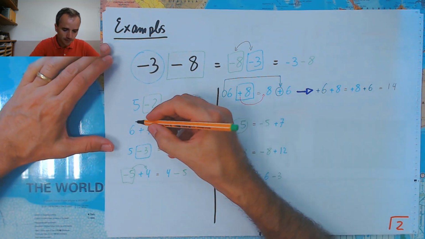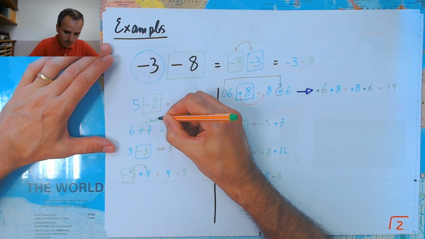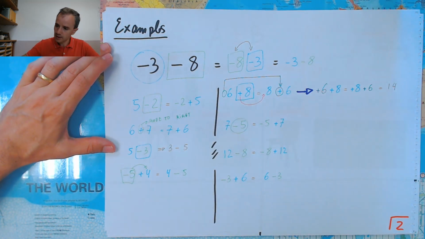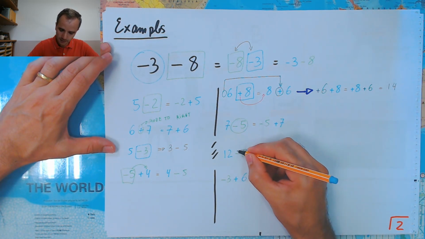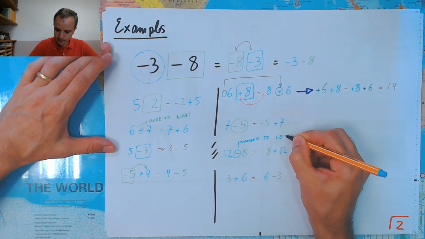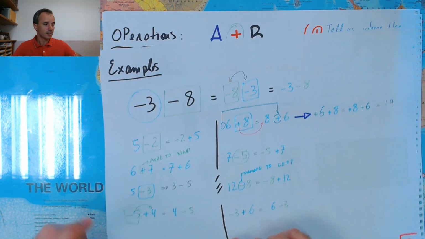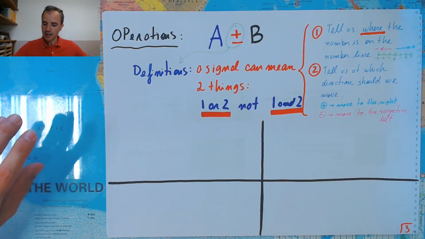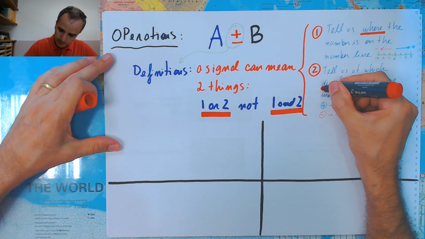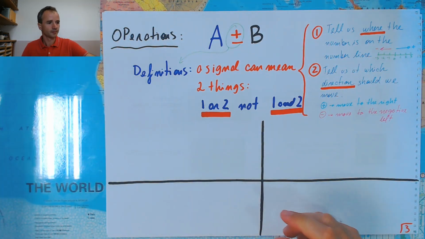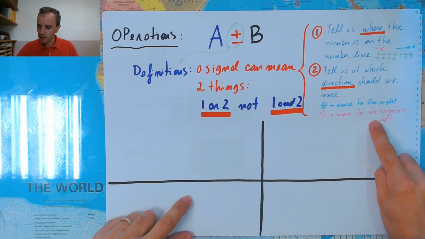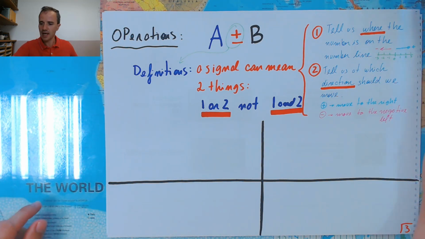They are saying here, move to the right. And in this case, they are saying move to the left. Like I said, there are 2 different ways we can see it. Now it tells us in which direction we should move. When it's positive, move to the right. When it's negative, move to the left. Now, let's see some examples.